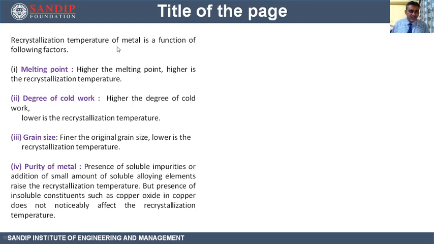Now we'll see there are some factors. The recrystallization temperature of a metal is a function of the following factors. First one is the melting point. Higher the melting point, higher is the recrystallization temperature. Degree of cold work: higher the degree of cold work, lower is the recrystallization temperature. Then grain size: finer the original grain size, lower is the recrystallization temperature. Purity of metal: the presence of soluble impurities or addition of a small amount of soluble alloying elements raises the recrystallization temperature. But the presence of insoluble constituents, such as copper oxide in copper, does not noticeably affect the recrystallization temperature.